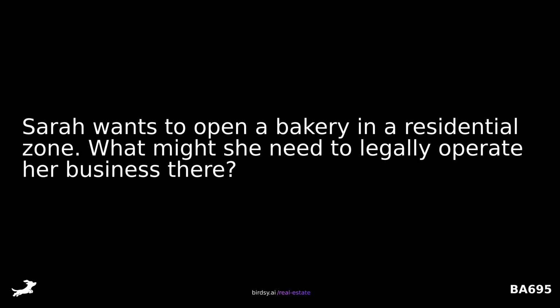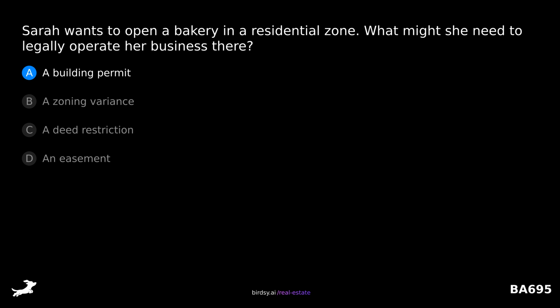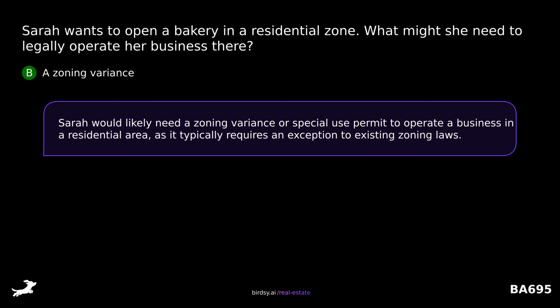Sarah wants to open a bakery in a residential zone. What might she need to legally operate her business there? Is it A, a building permit, B, a zoning variance, C, a deed restriction, or D, an easement? The answer is B, a zoning variance. Sarah would likely need a zoning variance or special use permit to operate a business in a residential area, as it typically requires an exception to existing zoning laws.